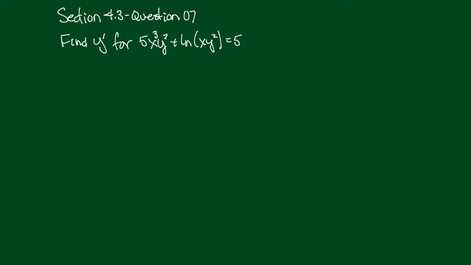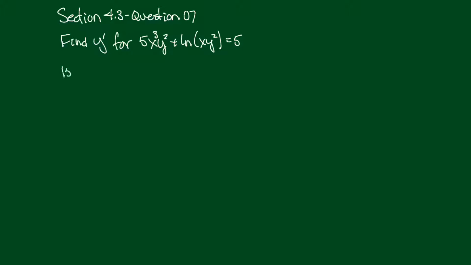We're going to find y prime for this implicit function, so we'll have to use implicit differentiation. I notice in here I've got a product and a log, so there's quite a few rules we're going to have to use. So let's go. To start, let's take a look at this one here. It's going to be the derivative of the first. I'm going to get 15x squared times the second.